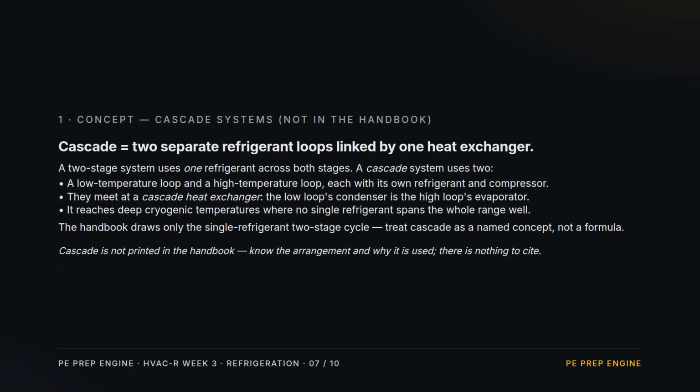Concept 4. Cascade systems. A two-stage cycle uses one refrigerant across both stages. A cascade uses two separate loops, each with its own refrigerant and compressor, joined at a cascade heat exchanger, where the low loop's condenser is the high loop's evaporator. It reaches very low temperatures no single refrigerant covers well. The handbook draws only the single refrigerant two-stage cycle, so cascade is a named concept, nothing to cite.